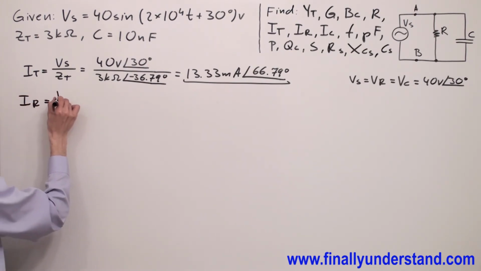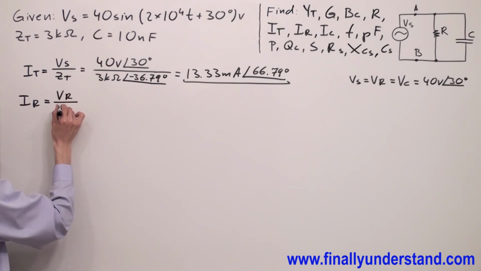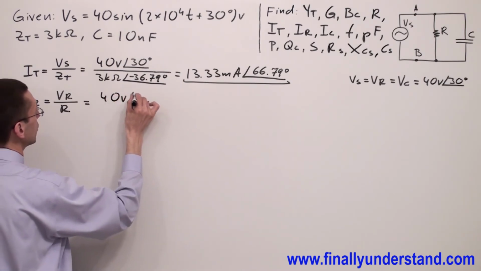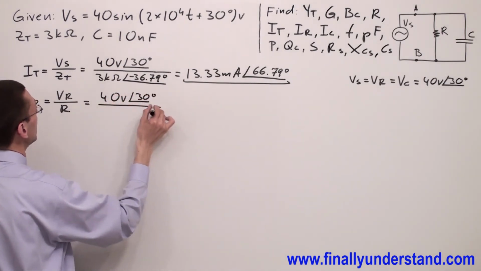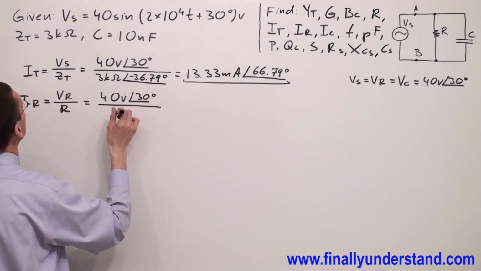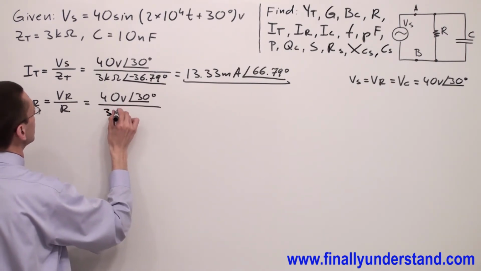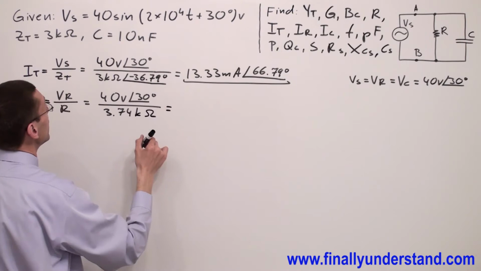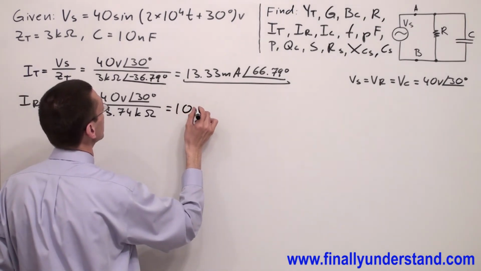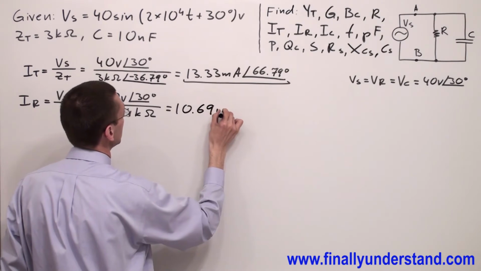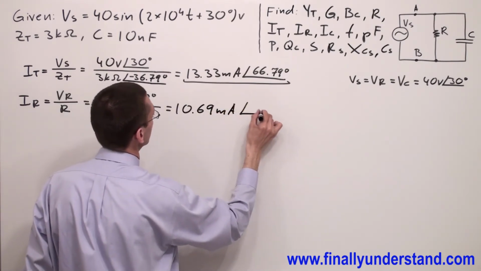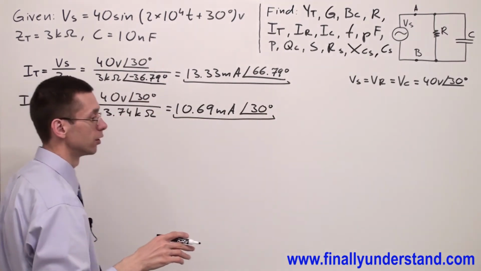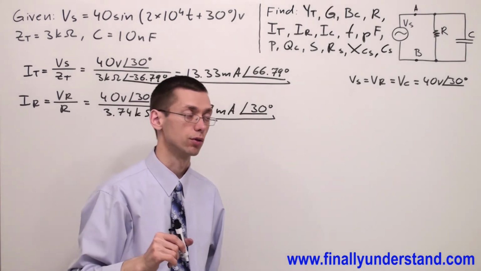So, if I'm looking for current, IR is equal to the voltage across the resistor over resistance. So I have 40 volts and angle of 30 degrees over the resistance, which is equal to 3.74 kiloohms. This is equal to 10.69 milliamps and angle of 30 degrees. This is the current which goes through the resistor.